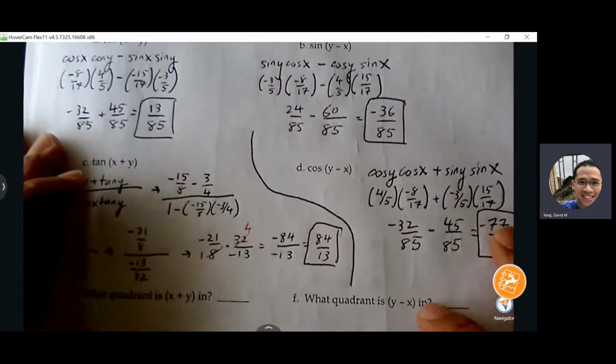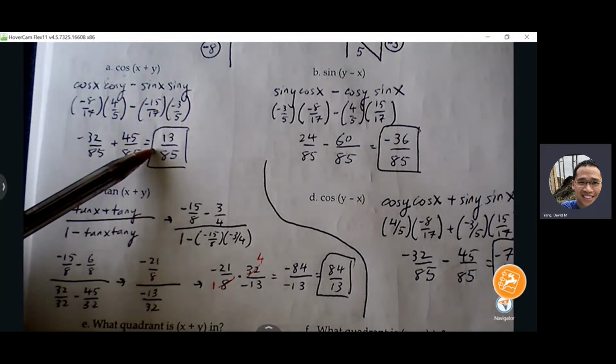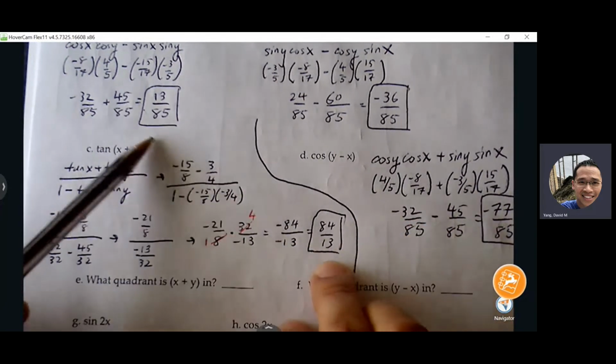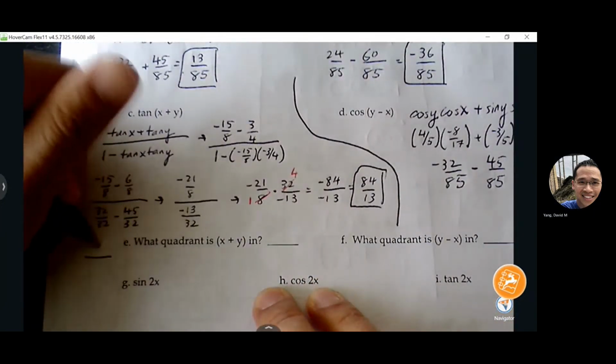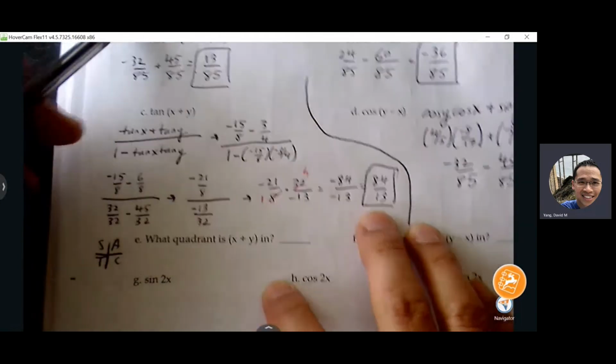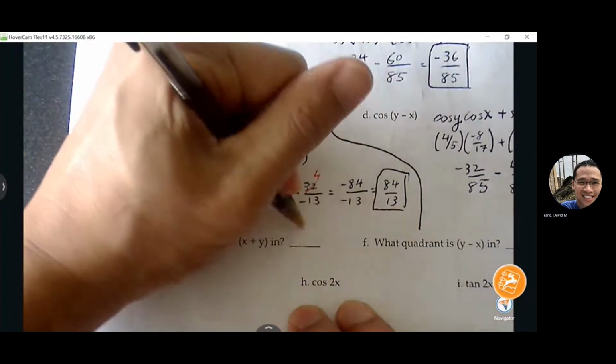Okay, so for A, we see cosine of X plus Y is positive, so positive cosine. Tangent of X plus Y is also positive. So ASTC, which is the only quadrant with both cosine and tangent being positive. Quadrant one, yeah.